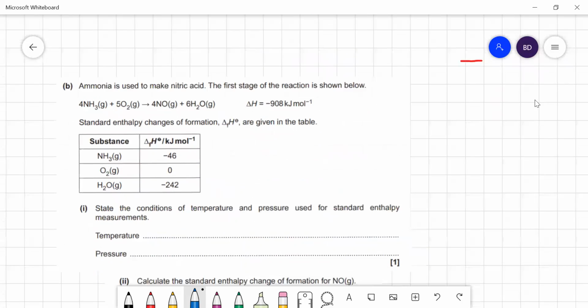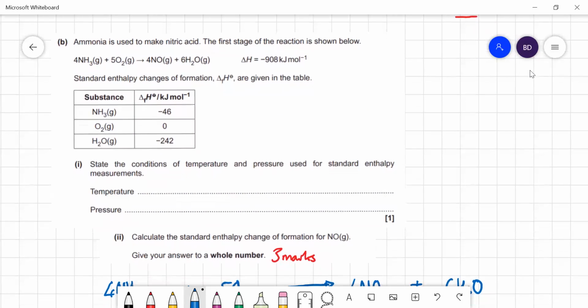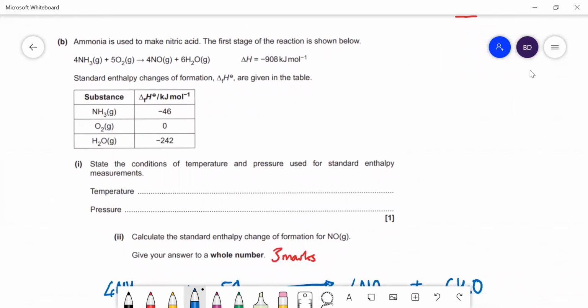Right, ammonia is used to make nitric acid. The first stage of the reaction is shown below, and they give us delta H for that reaction. Standard enthalpy changes of formation are given in the table. State the conditions of temperature and pressure used for standard enthalpy measurements. The temperature is 298 Kelvin, and the pressure is 100,000 pascals, 100 kilopascals. That's just straightforward recall.